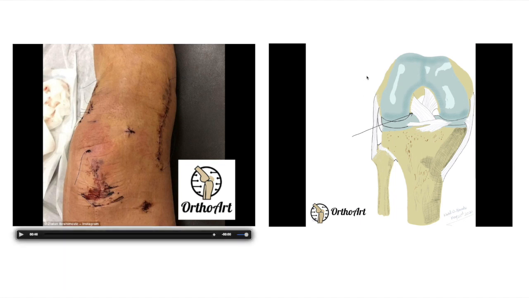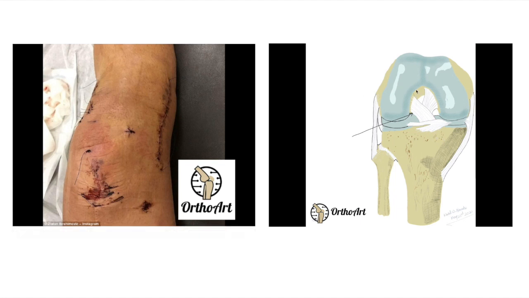So this is the type of structure that he injured. This is the ACL, and this is the meniscus. He injured this side specifically, according to reports.